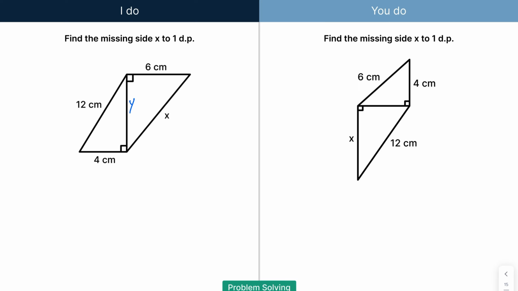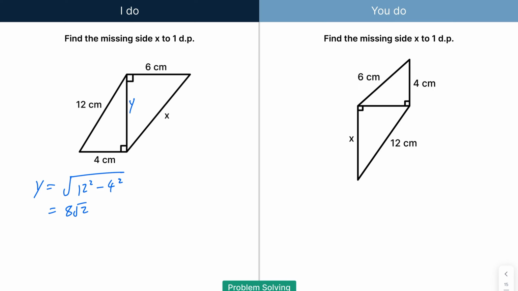Now y, if you look in this part of the triangle, is one of the shorter sides. So that means y is going to be the square root with the subtract in the middle, big number on the left, small number on the right. So that is going to be my value for y, which is 8 root 2, and we'll keep that for accuracy.